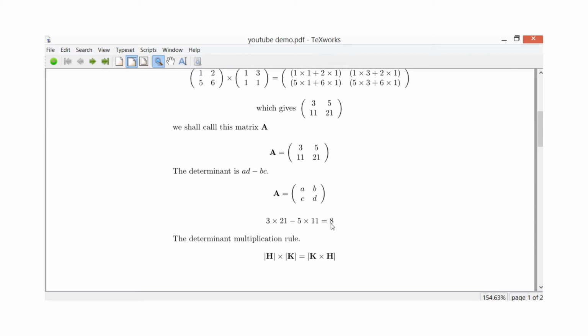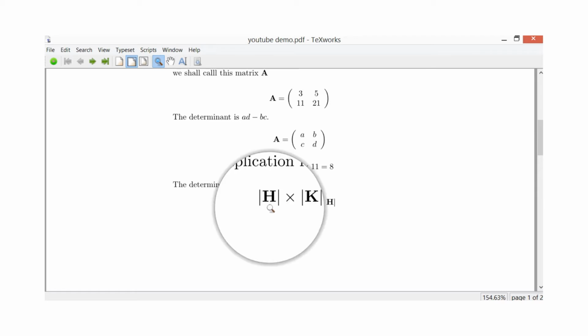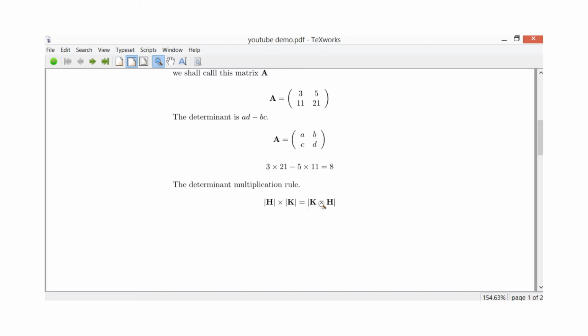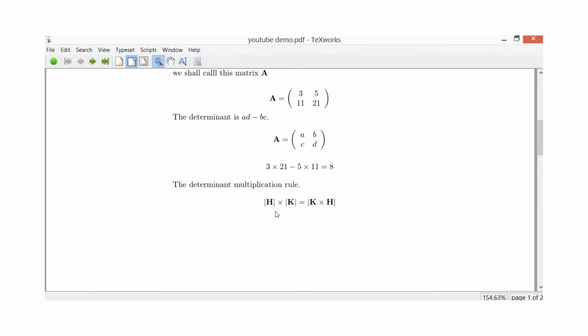But there is also a little shortcut, a determinant multiplication rule. We've got the determinant of H, written between two bars, multiplied by the determinant of K, which is equal to the determinant of K times H. If you take the matrix K times H and find its determinant, it's the same as multiplying the determinants of the two individual matrices.